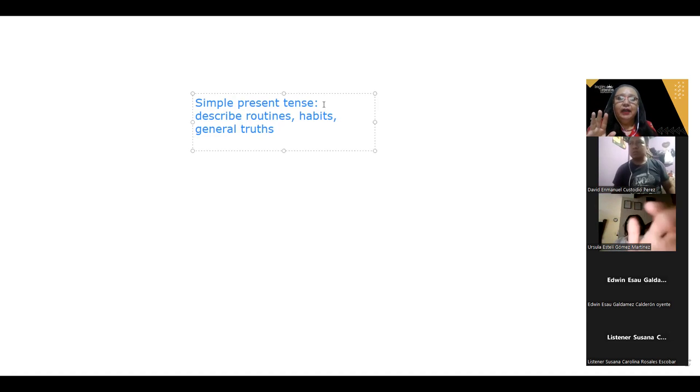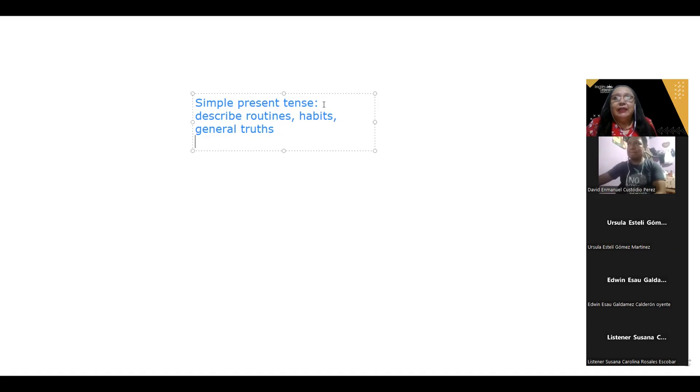Another aspect that we need to review for the simple present tense is the modal auxiliary that we use to structure the sentences. Do you remember the modal auxiliary that we most likely use for the construction of sentences in simple present tense? Do or does. Do. We use do for the pronouns I, you, we, they. Yes or no?